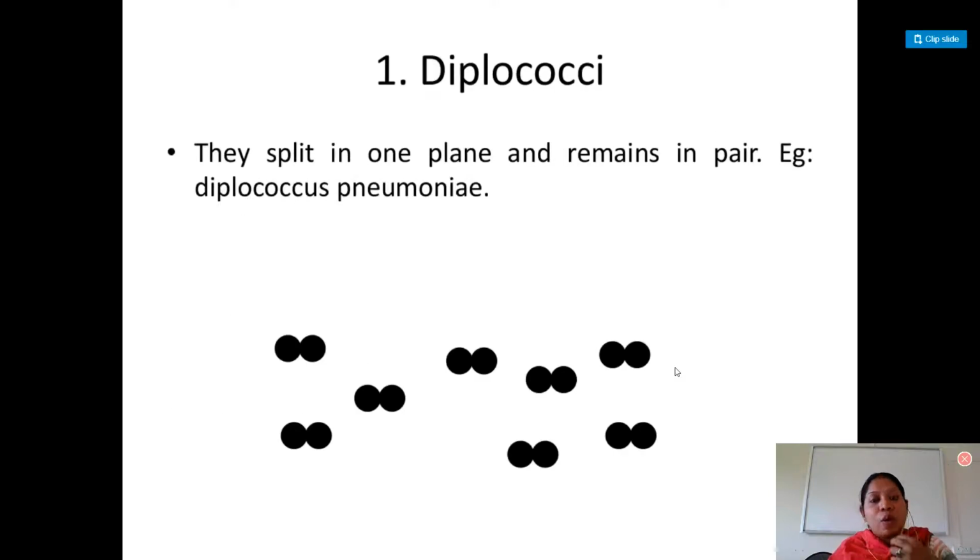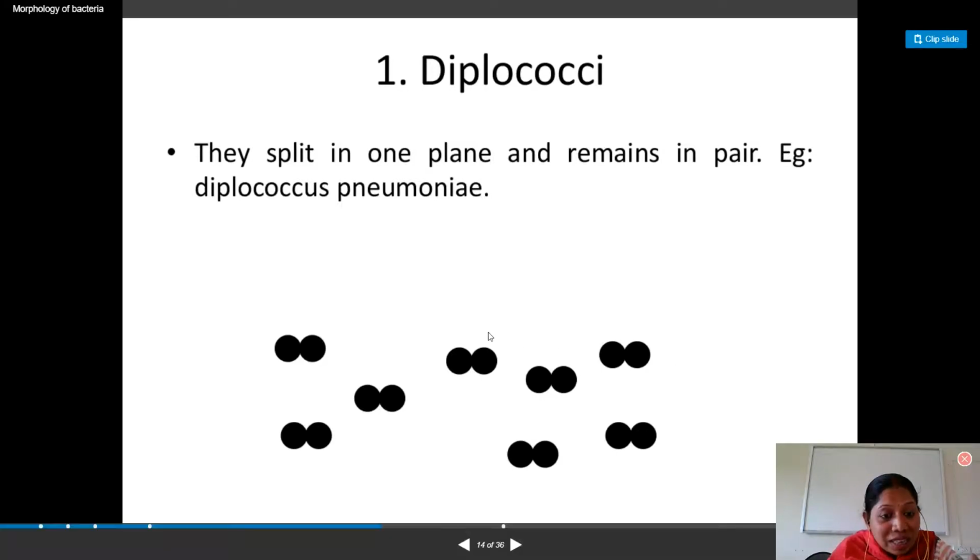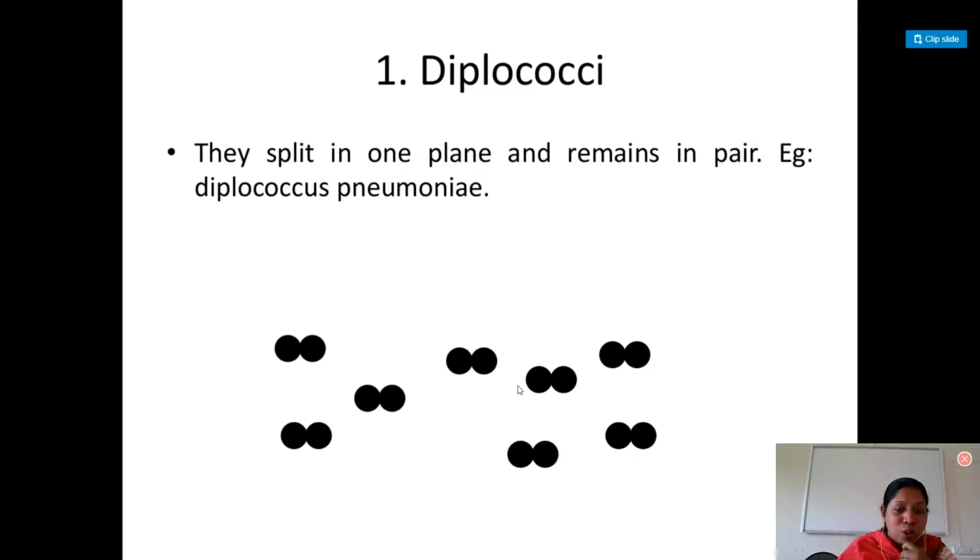Now, coming to diplococci, yes, you can see their picture, a very beautiful way of understanding it. They split in one plane and remain in pairs. They are attached together. See? They are present in pairs. Example is Diplococcus pneumoniae or Streptococcus pneumoniae.